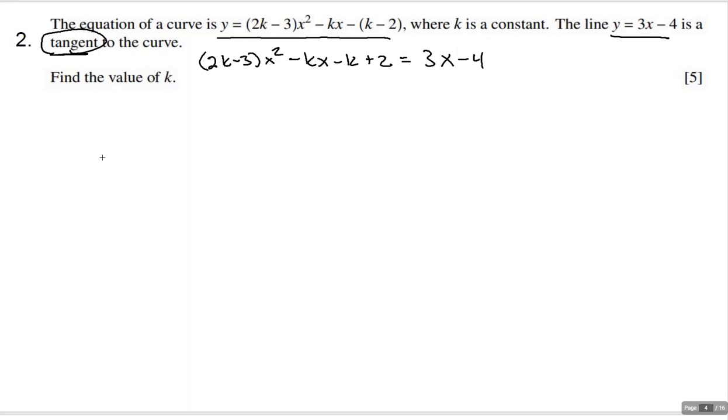And again, I'm trying to get everything on one side. I'm going to try to keep this x squared positive because that's what I like when I have my quadratics. So what I'm going to do is subtract 3x and add 4 to both sides. So then it ends up looking like this. 2k minus 3 times x squared. And see, now I've got my minus kx, and then I've got a minus 3x.